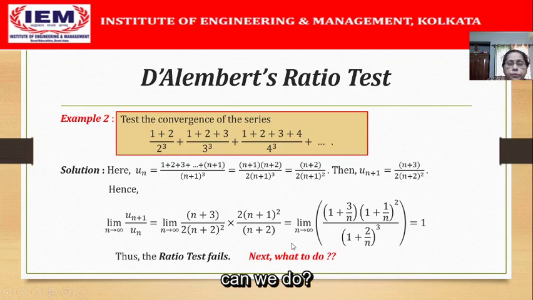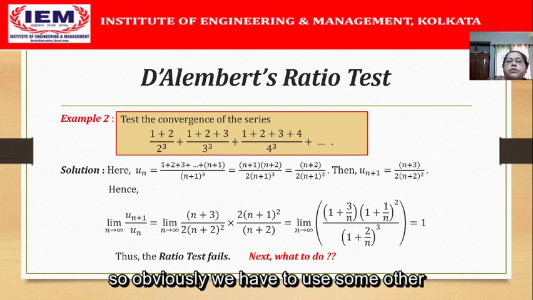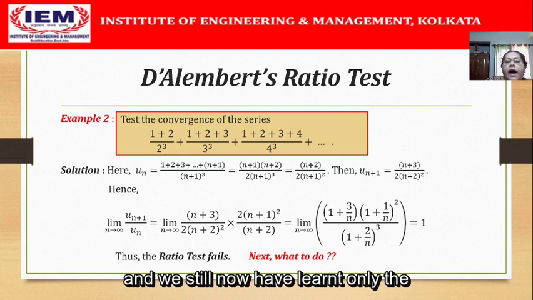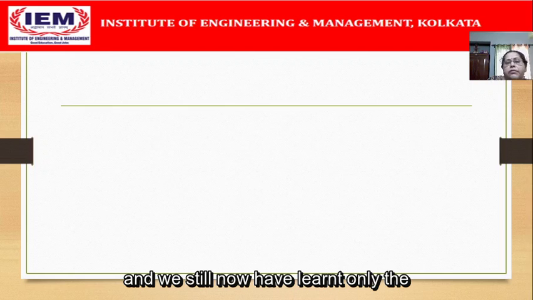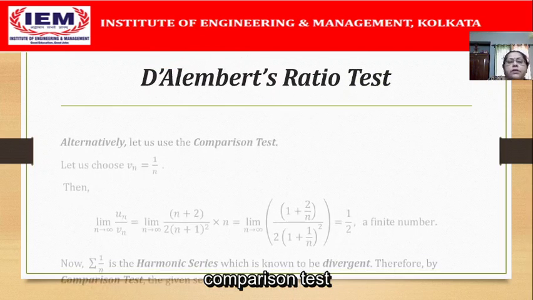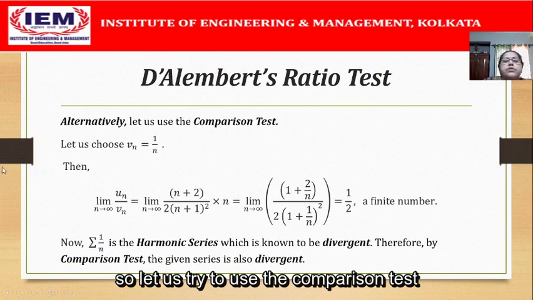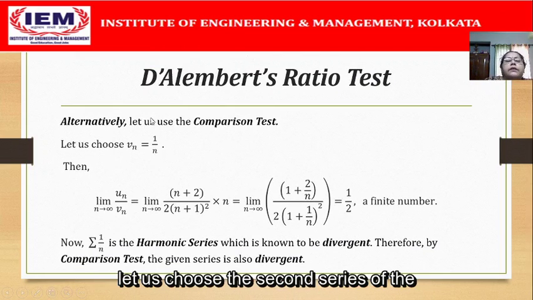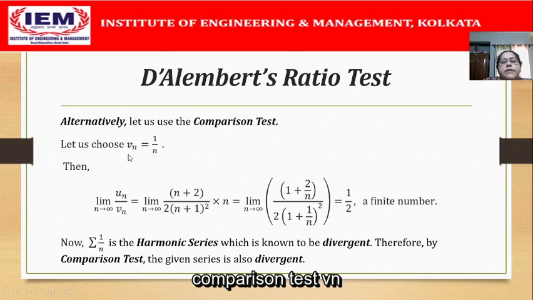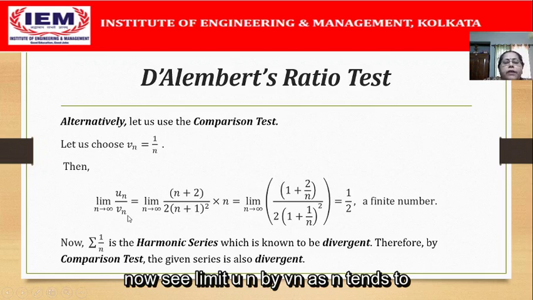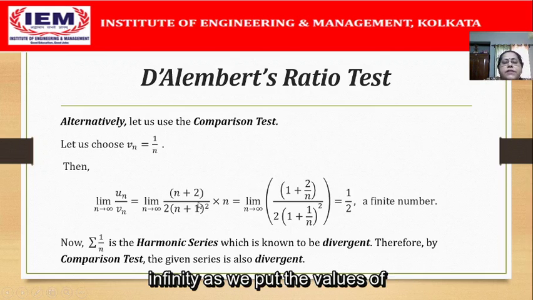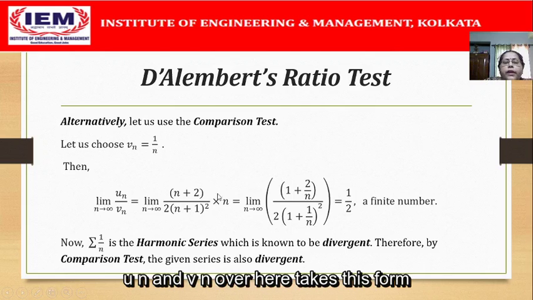What can we do? So obviously we have to use some other test. And until now we have learned only the comparison test. So let us try to use the comparison test. Let us choose the second series of the comparison test, Vn, as 1 by n. Now see, limit un by vn as n tends to infinity, as we put the values of un and vn over here, takes this form.